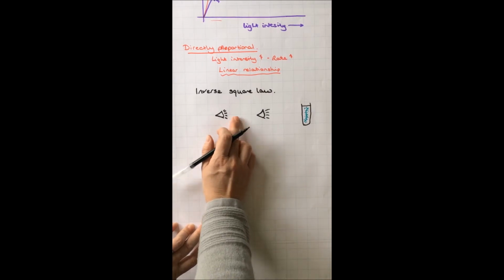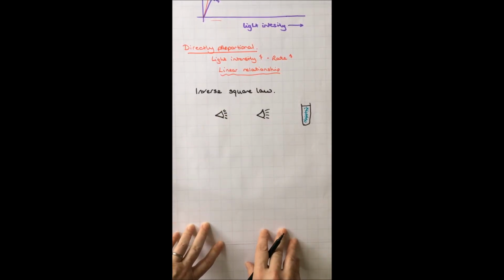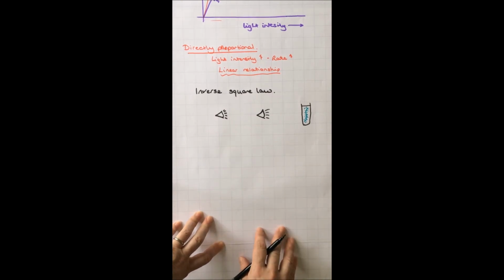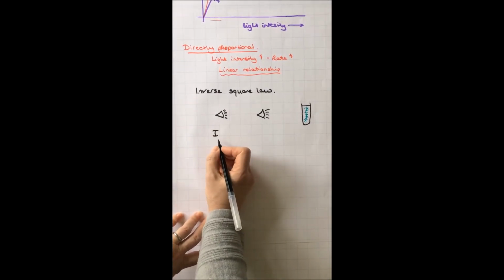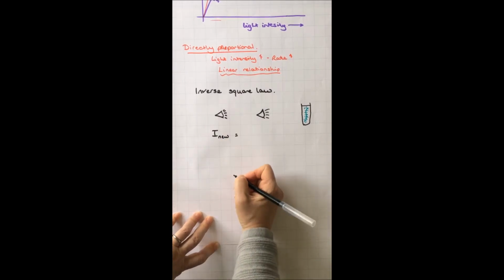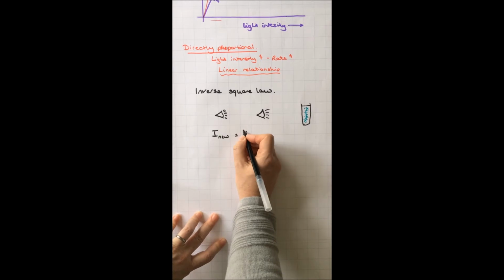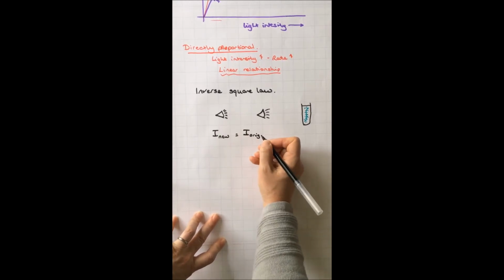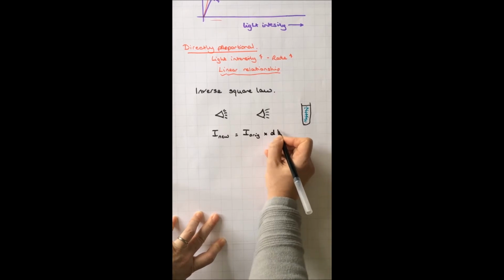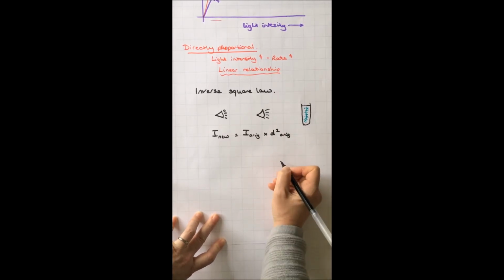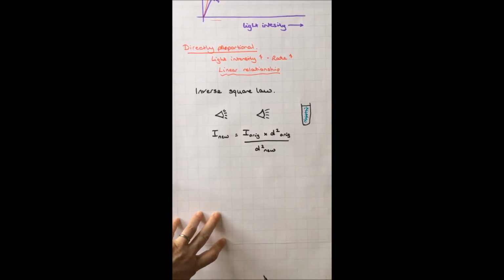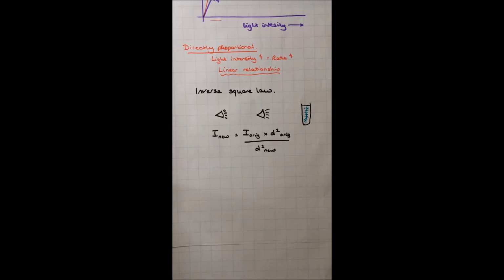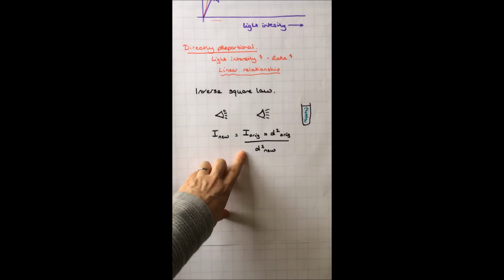And I can work out the light intensity of my new position by using the inverse square law. What I use is this equation. The intensity I of the new position equals the intensity of the original position times the distance squared of the original position divided by the distance squared of the new position. Okay, so let's have an example of using this equation.